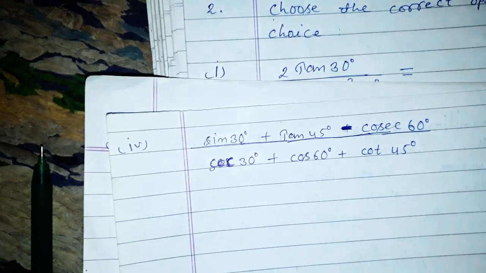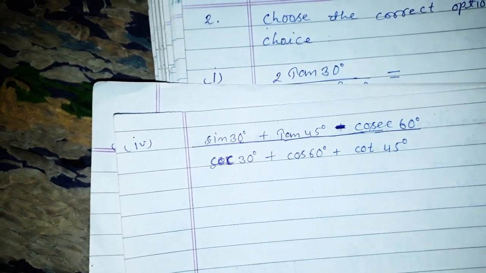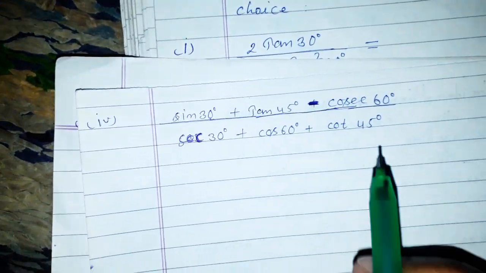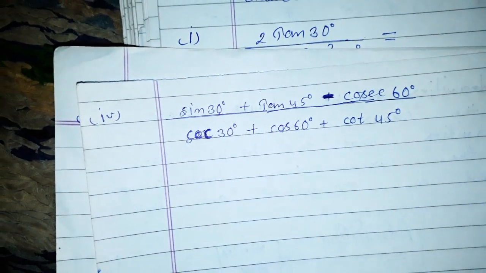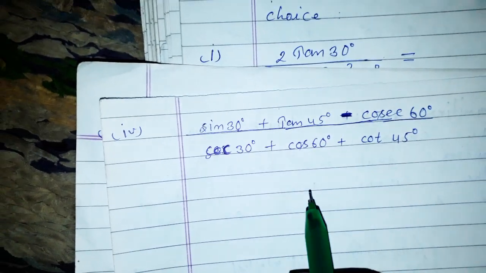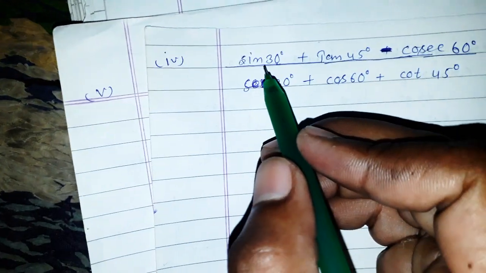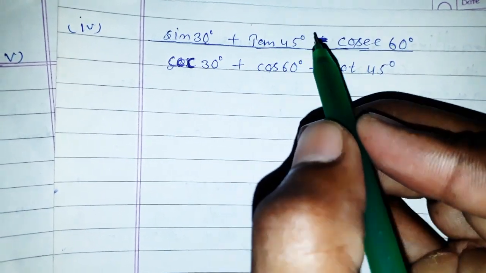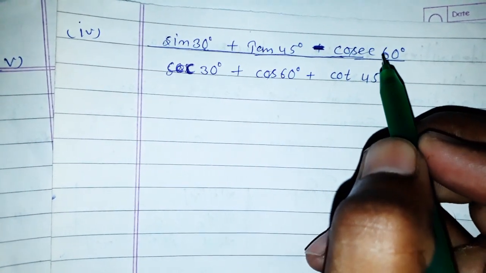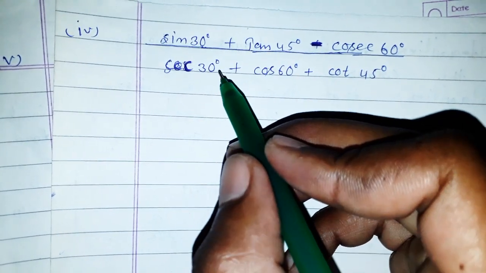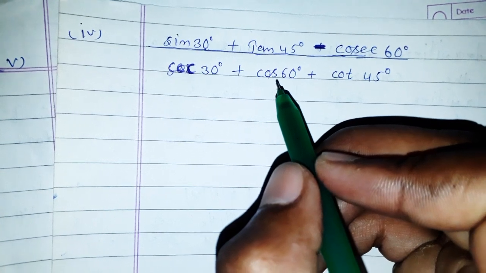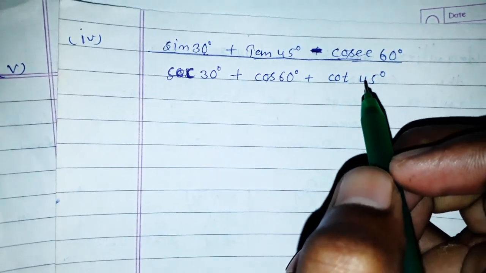Next is sin 30 degree plus tan 45 degree minus cosec 60 degree, divided by sec 30 degree plus cos 60 degree plus cot 45 degree. Now we will put in the values.